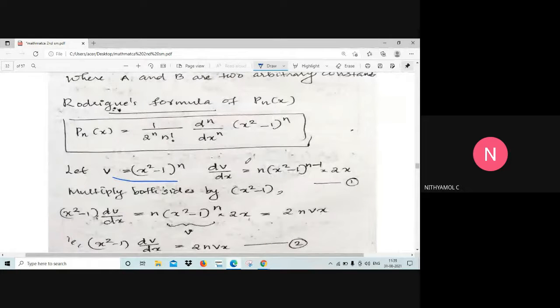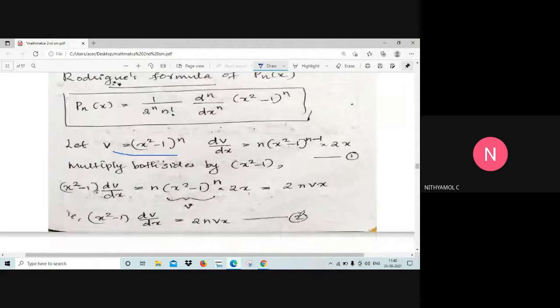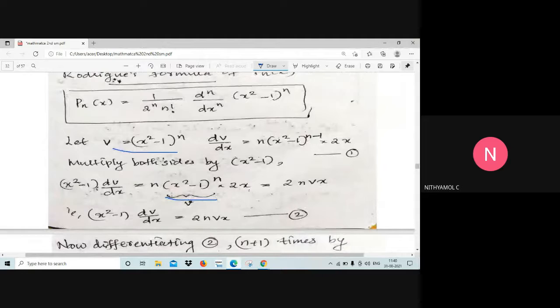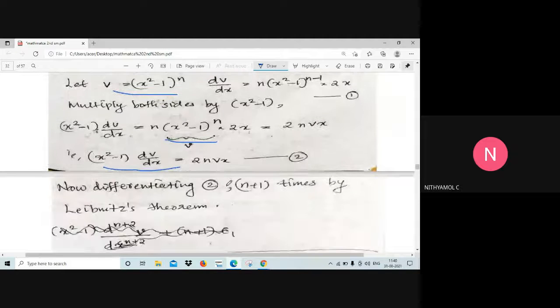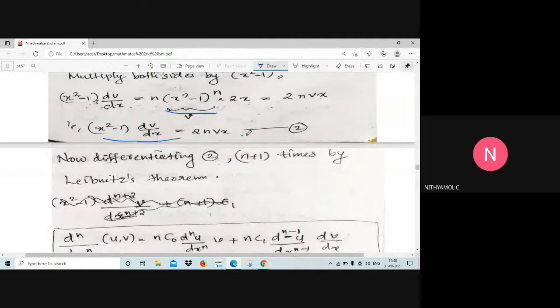Multiplying both sides of equation 1 by x square minus 1, then (x square minus 1) dv by dx equal to n into (x square minus 1) raised to n into 2x, which is equal to 2n v x. Okay, because this term is v. So our equation is (x square minus 1) dv by dx equal to 2n v x. Equation number 2. Now we can differentiate this equation number 2, n plus 1 times by Leibniz's theorem.